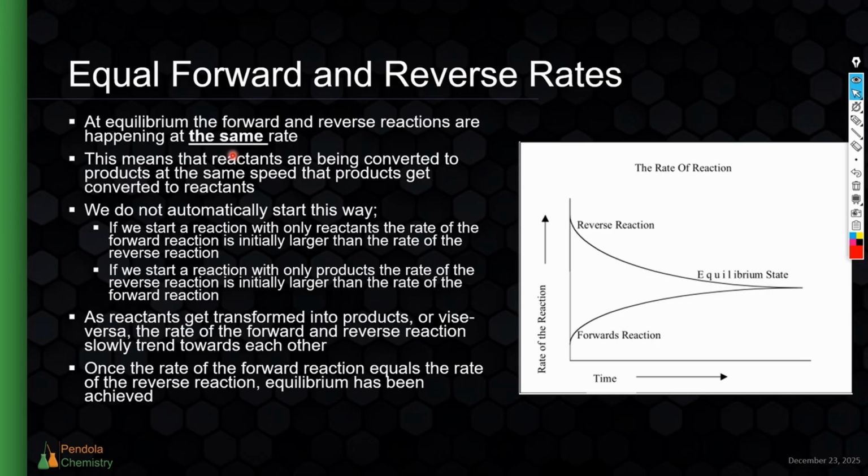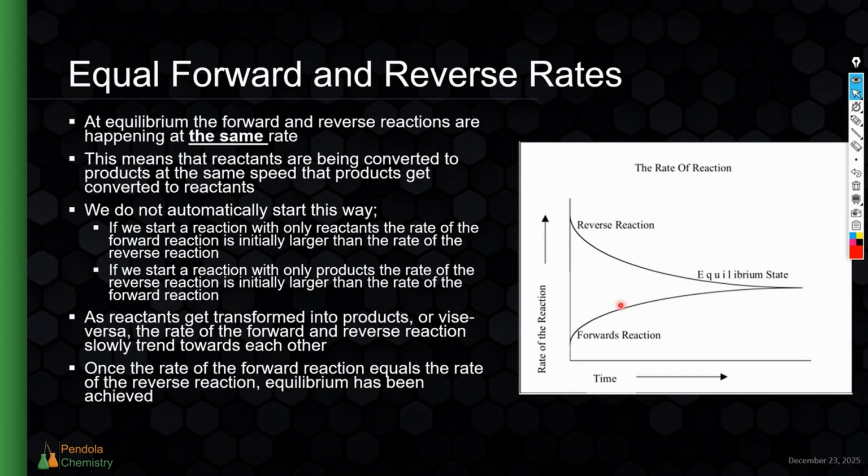When the equilibrium state is reached, once a reaction is said to have reached equilibrium, the reverse and forward reactions are going to happen at the same time and at the same rate, at the same speed. The reactants are being converted to the products just as quickly as the products are being converted into the reactants. We do not automatically start this way though.